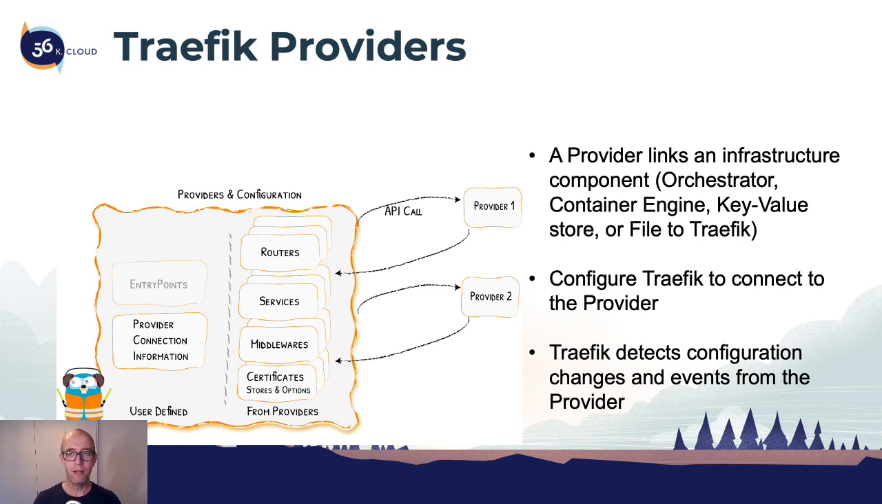Traefik providers. Now we're getting into the components of Traefik. A provider is the link from Traefik to your infrastructure. And your infrastructure can be anything from an orchestrator, a key-value store, for example Redis or Consul, or a configuration file, or Traefik itself. All these things can be providers. Then we configure Traefik to connect to the provider and work with the API. That's how it detects the changes and makes itself available to your infrastructure.